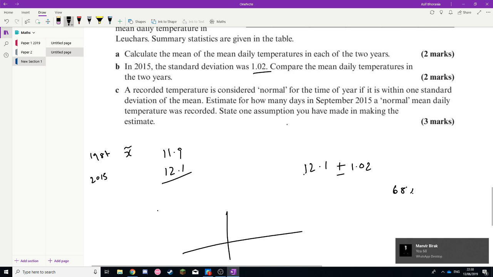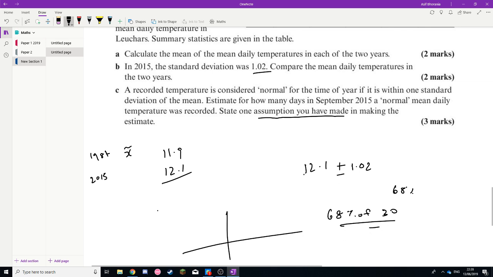So assuming that the data is distributed using a normal distribution, the number of days will be 68% of the number of days in September. So January, February, March, April, May, June, July, August, September. 30 days. So 68% of 30. Using this to get that, and then using your knowledge of SD to make this conclusion should be 3 marks.